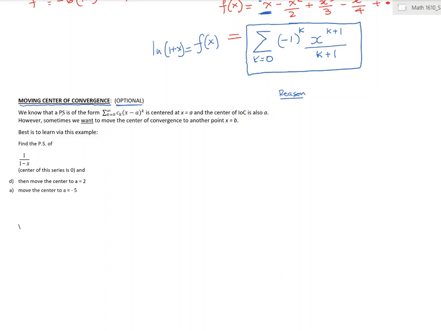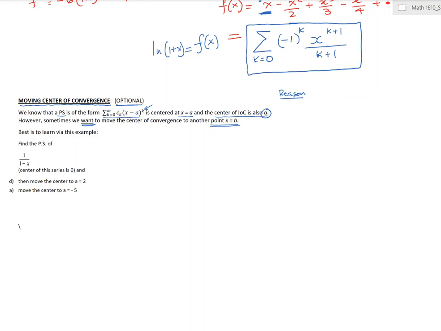First, let me explain what we are trying to do. We know that a power series is of this form and is centered at x equals a, and the center of the interval of convergence is also a, which means in the neighborhood of a, you will get convergence for this series. But sometimes we want to move the center of convergence to another point x equals b. If we want to do that, is there a neat way of doing it?